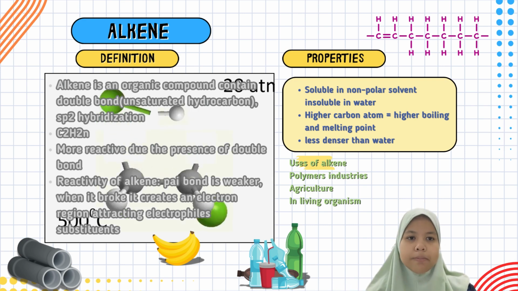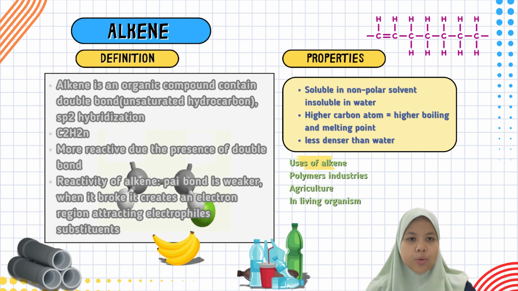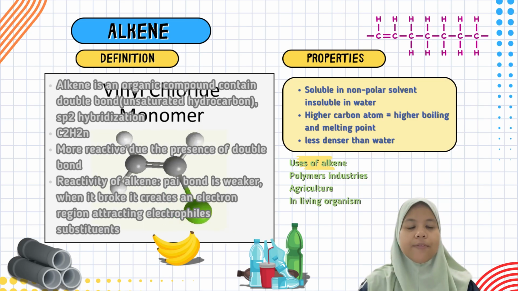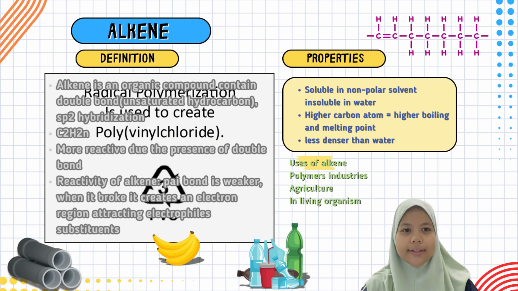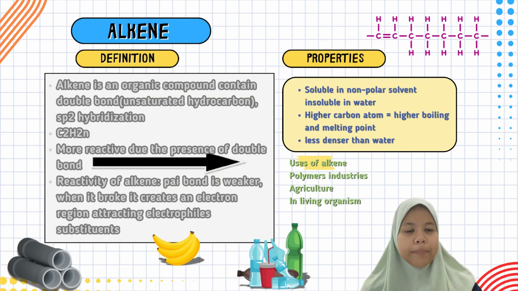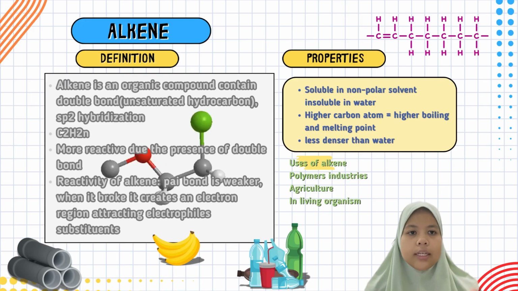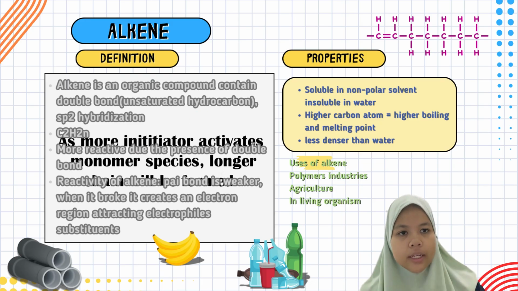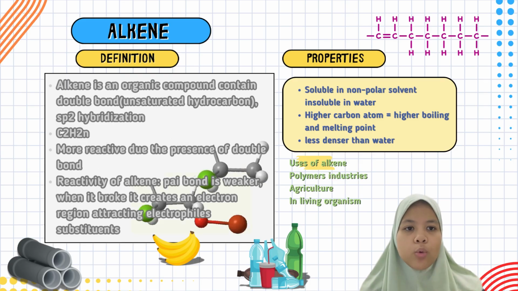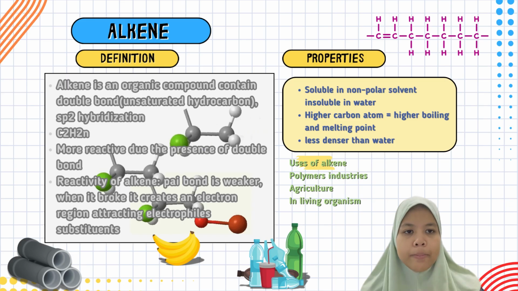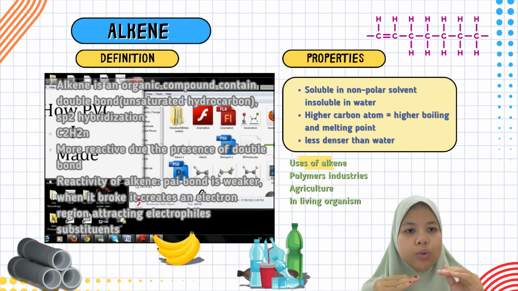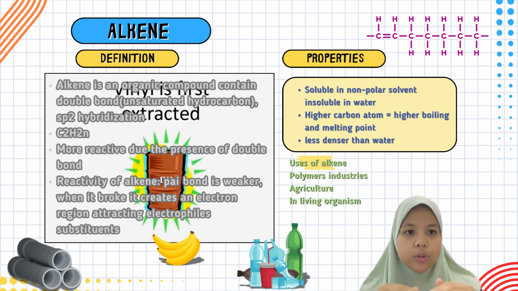Alkene's type of hybridization is sp2, which consists of one sigma bond and one pi bond. Alkene's general formula is CnH2n. Why do you guys think alkene is more reactive compared to alkane? Okay, alkene is more reactive because it has two bonds, which are a sigma bond and a pi bond. The pi bond is weaker, so when it breaks, it creates an electron-rich region that attracts electrophiles.